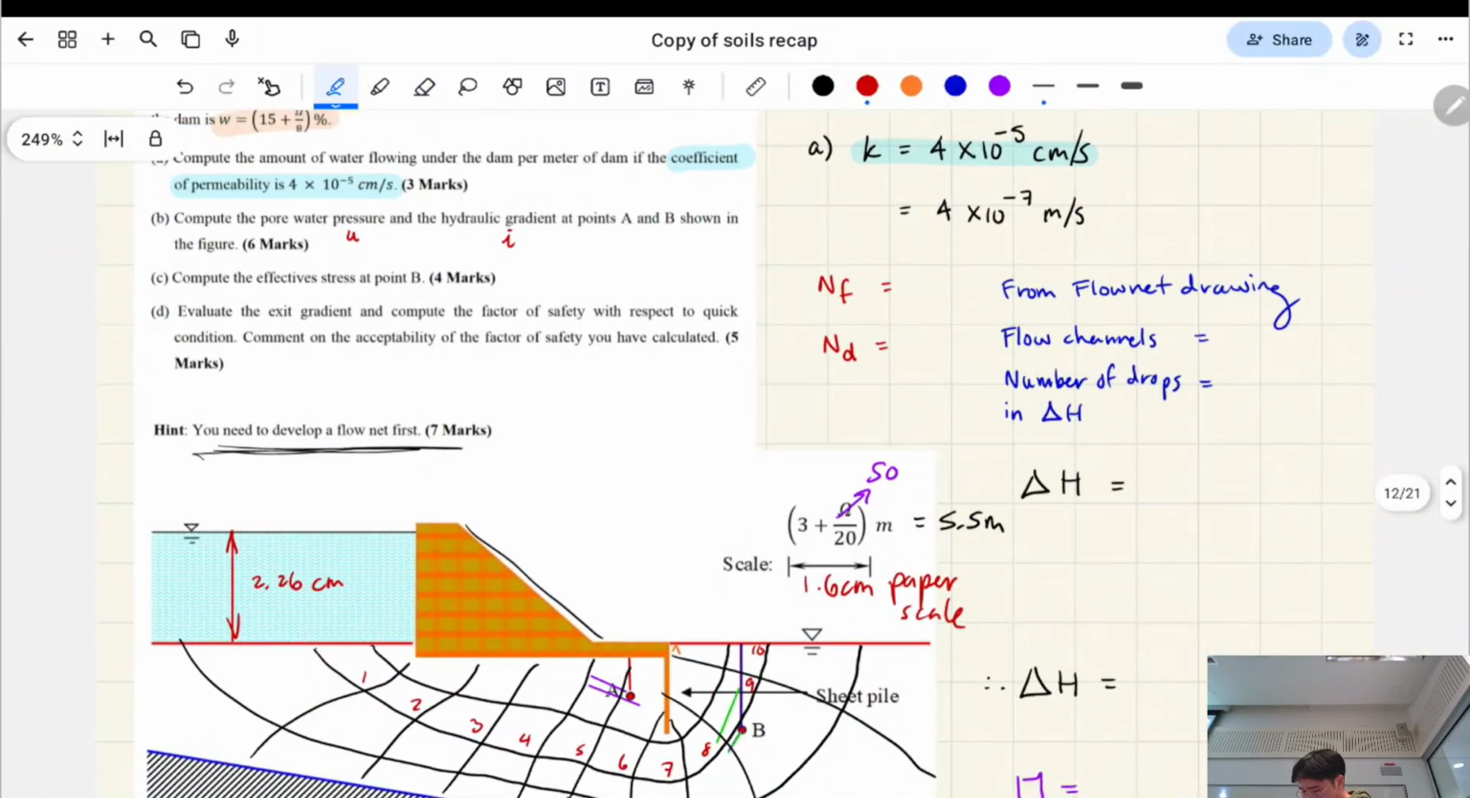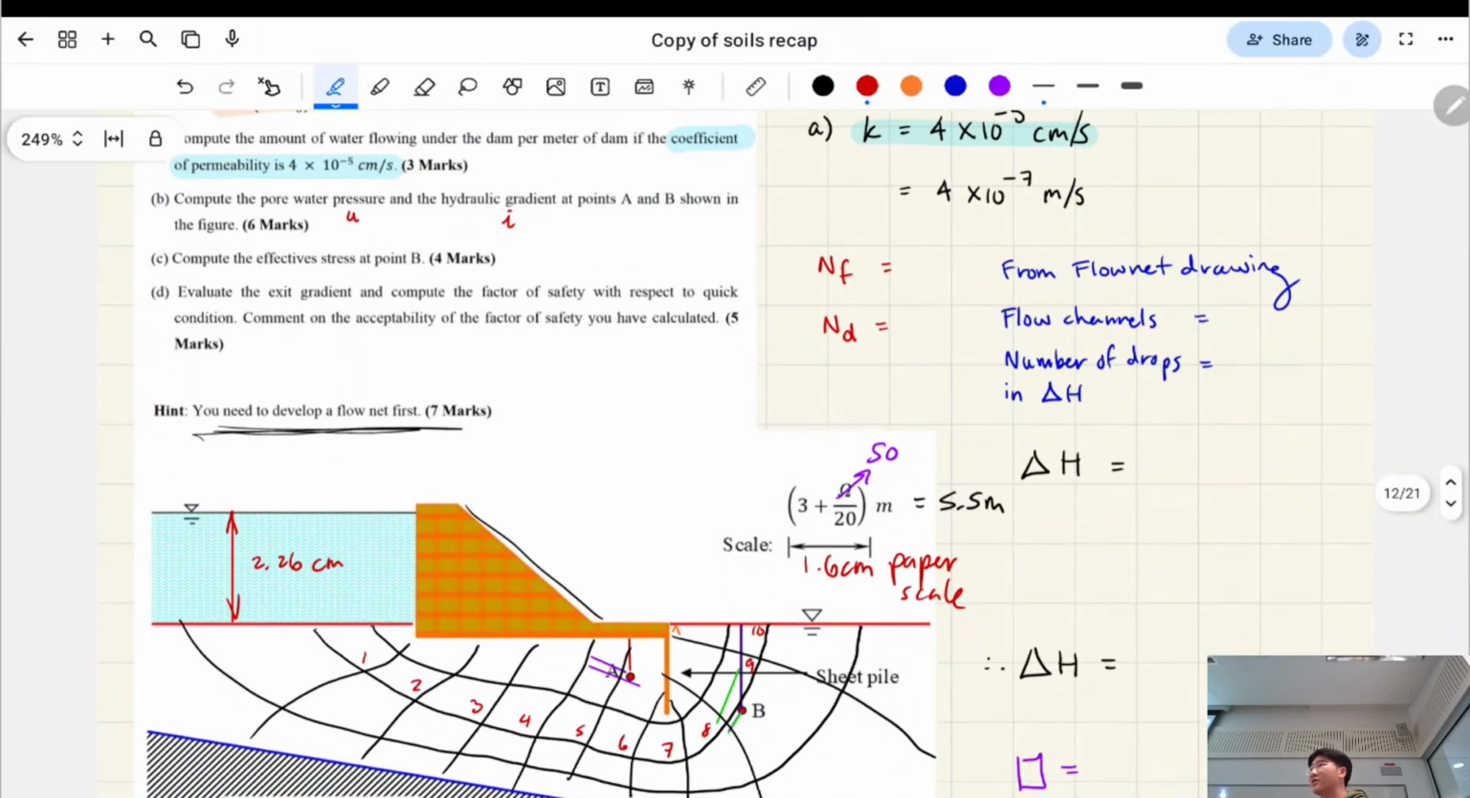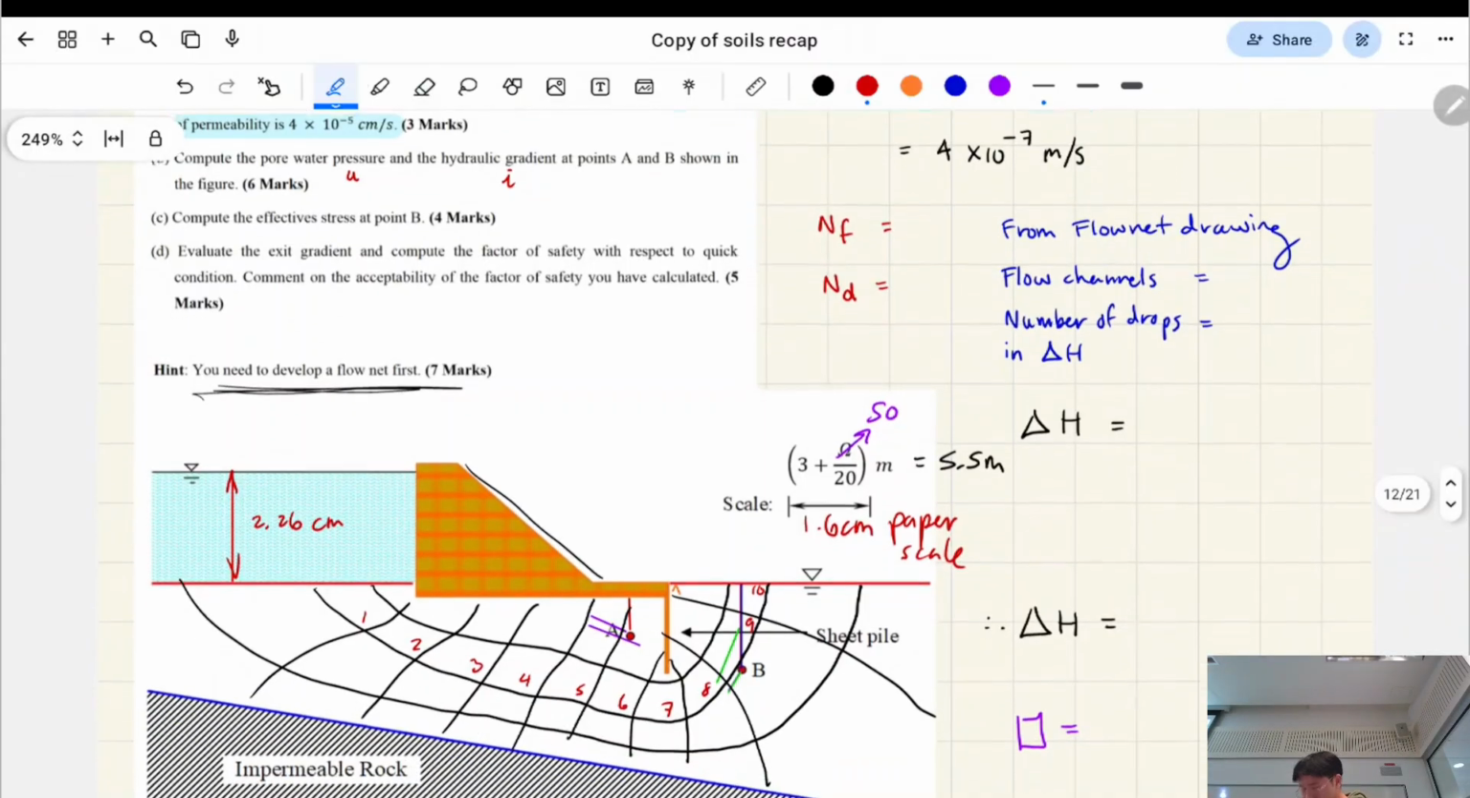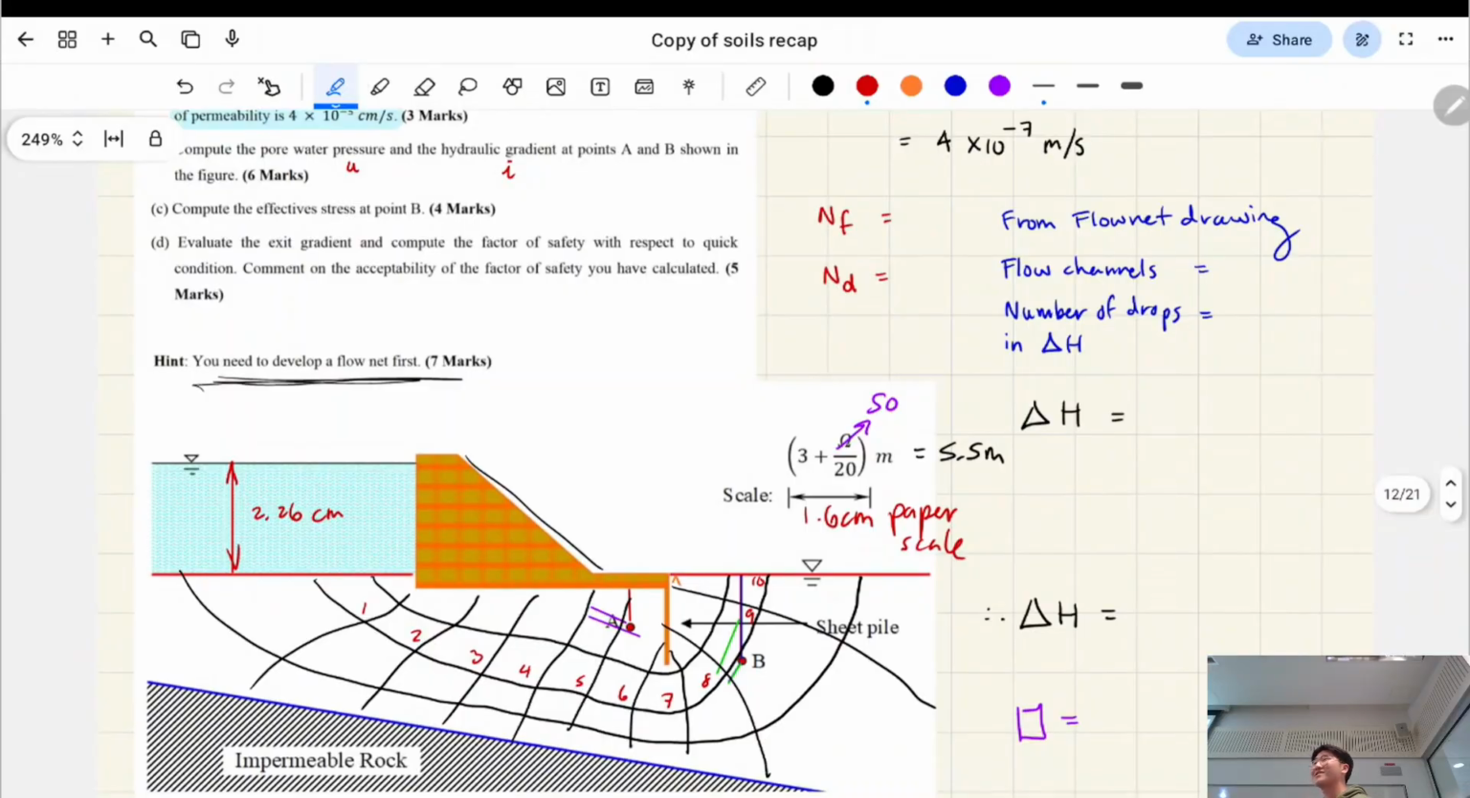Okay, so NF and ND, this is based on your flow net drawing, right? NF is the number of flow channels you have. So that's not flow lines, right? I drew 3 lines, which were the parallel ones that ran through the page. Flow channels is how many squares you have, right, that are running parallel. Someone want to tell me what that is?